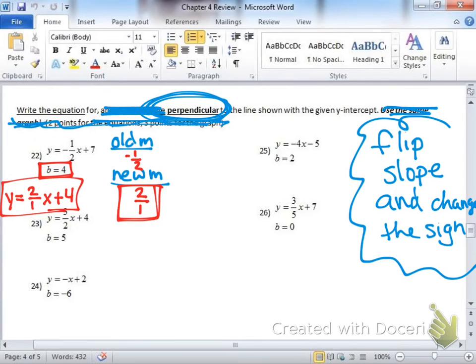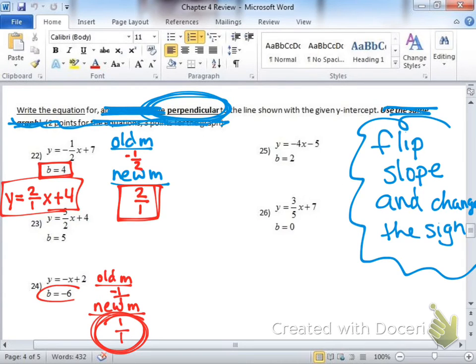All right, jump down to number 24. Same idea. We need the old M and the new M. What's the old M? -1. Good. Make it a fraction. I'm going to put it over 1. Anytime you have a whole number, you need it to be a fraction. You just put a 1 on the bottom. All right, so now flip it. That'd just be 1/1. Change the sign. It was negative. Now it's positive. So my M is 1/1.